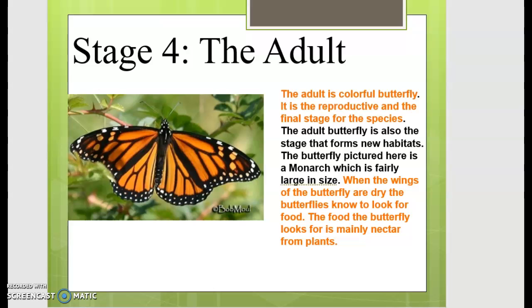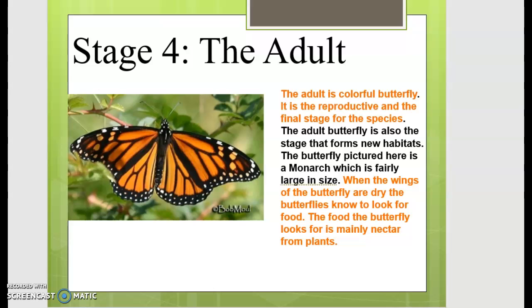When the wings of the butterfly are dry, the butterflies know to look for food. The food the butterfly looks for is mainly nectar from plants. Okay, that's why you usually see them around plants and flowers. It's because that's where they're getting their food from. Okay, and this is the final stage.